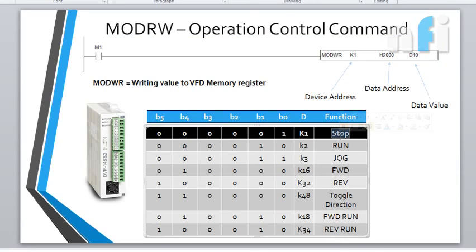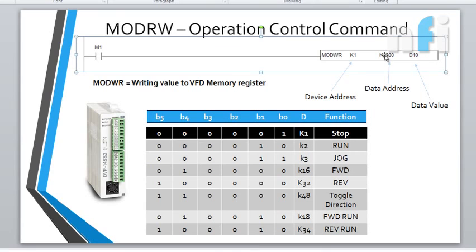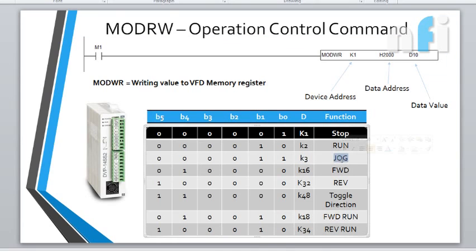If I put K3 into the data address H2000, drive will run in jog mode. If I put K1 stop, K2 run, and if I put K16, it will change the direction to forward. If I put K32, direction will be changed to reverse. Direction will be toggled by 48, and by 18 the direction will also be changed, and the run command will also go there. Okay, so these different values you can put in D10 to change the operation of a drive.